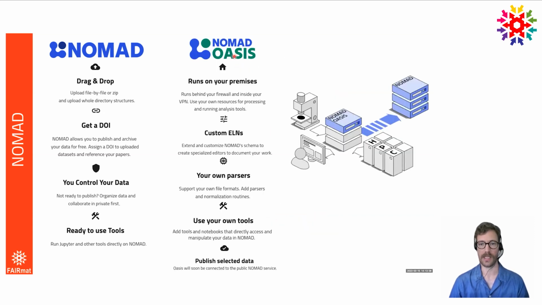Okay, and as I said, NOMAD was built to share data and now we also focus on collecting data, which is quite some effort. And here the NOMAD Oasis concept is quite important. So the Oasis has the same functionality as NOMAD, but it runs on your own servers. Yeah, so you have it on your own servers with your own rules, your own access rights, and so on. And it supports custom ELNs. You can extend it by your own parsers and your own data tools. And it will soon be connected to the central NOMAD service so that you can then decide which data you want to push to the NOMAD service.